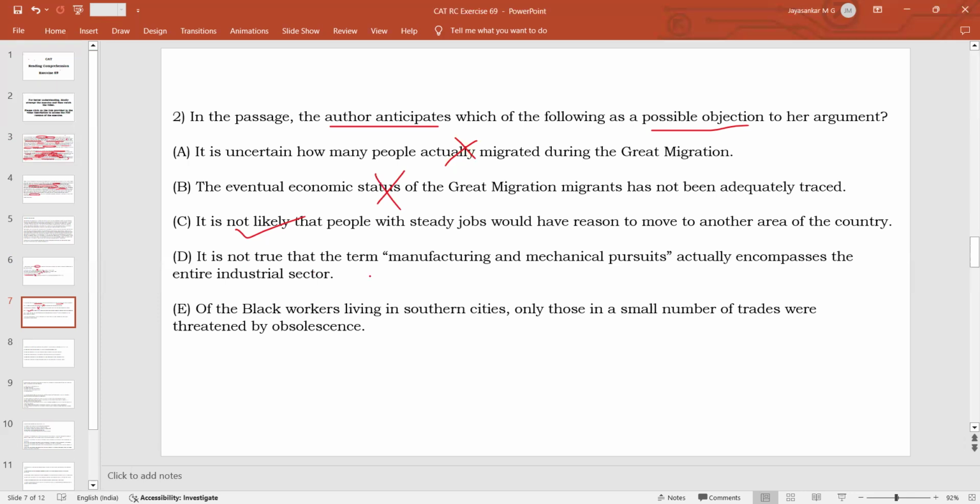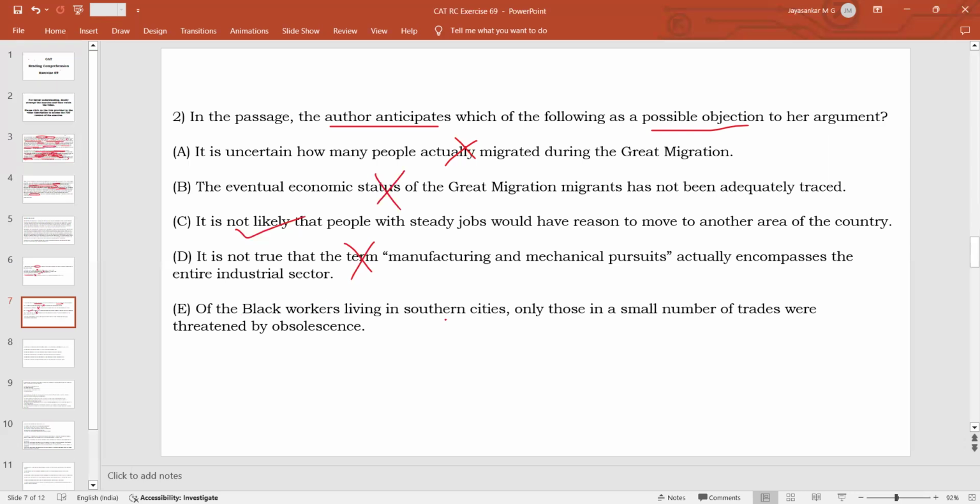Option D: it is not true that the term manufacturing and mechanical pursuits actually encompasses the entire industrial sector. Here also there is no objection because she is quoting an official document. When she is quoting an official document, there cannot be any objection. And the author is also not providing any additional proof to clarify it. So this is not something that is anticipated either.